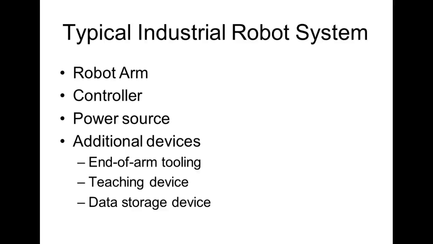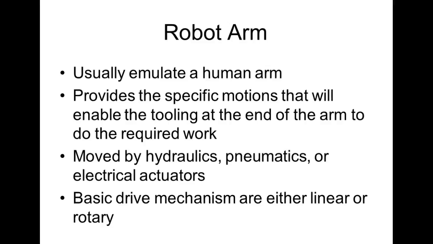A robot arm, controller, power source, and additional devices. Of course, we have our end of arm tooling, which is what we attach to the end of the arm to do what the robot was purchased to do, right? Teaching device and data storage. A lot of times these things are called robot arms. Because why? That's what they basically mimic. They mimic the human arm.